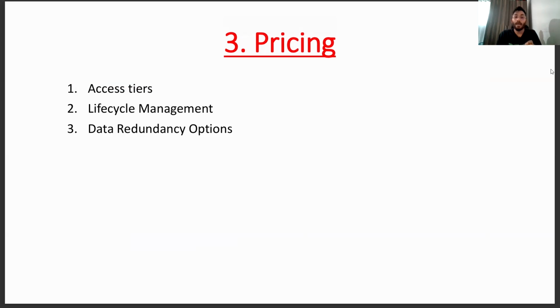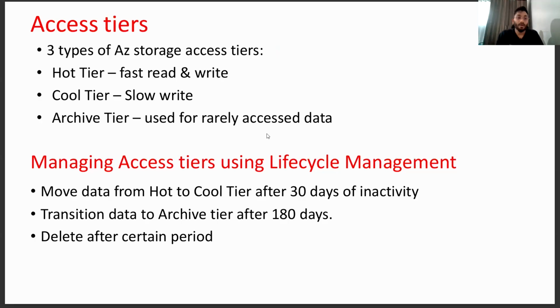And pricing and handling pricing is very important. Otherwise, the charges could be a lot, right? And for that, we have certain things like access tiers, lifecycle management, and data redundancy options. These are the basic ones. Let's see the first one, access tiers.